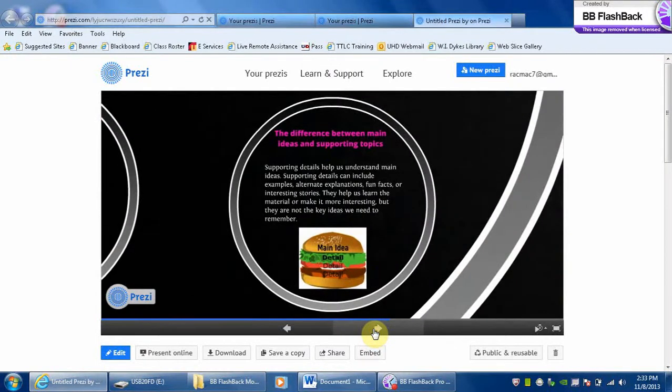The difference between main ideas and supporting details. Supporting details help us understand main ideas. Supporting details can include examples, alternate explanations, fun facts, or interesting stories. They help us learn the material or make it more interesting, but they are not the key ideas we need to remember.